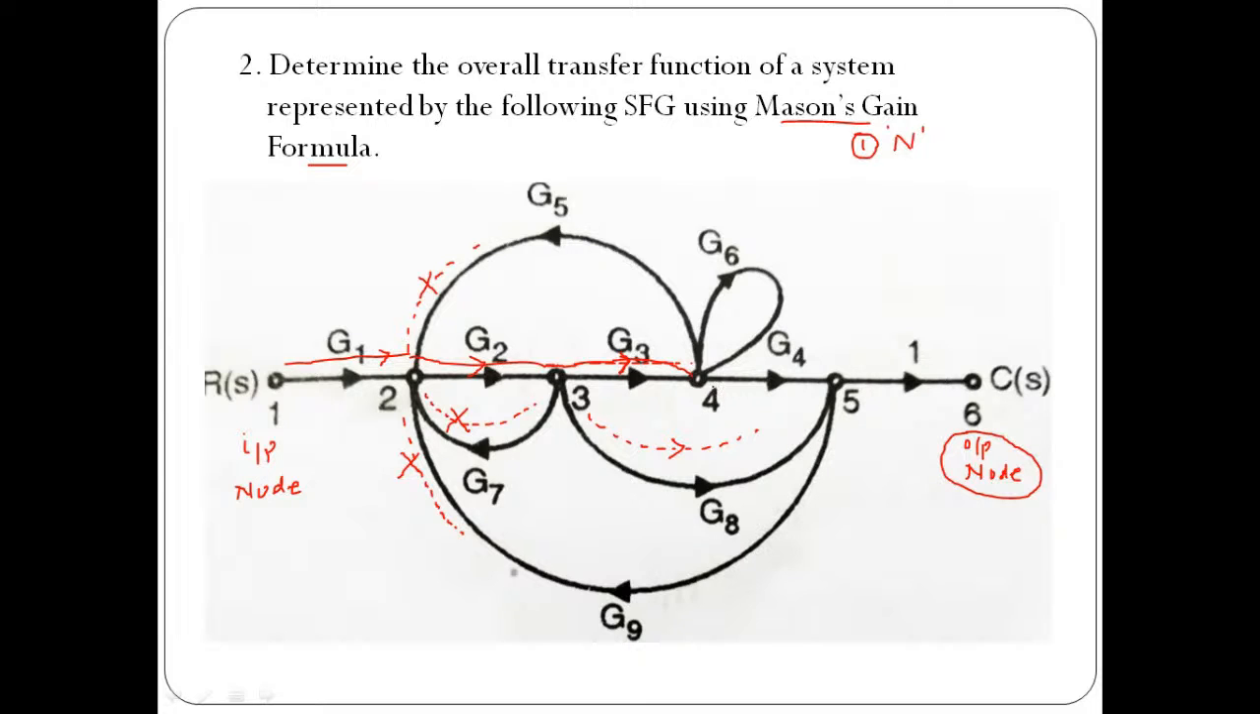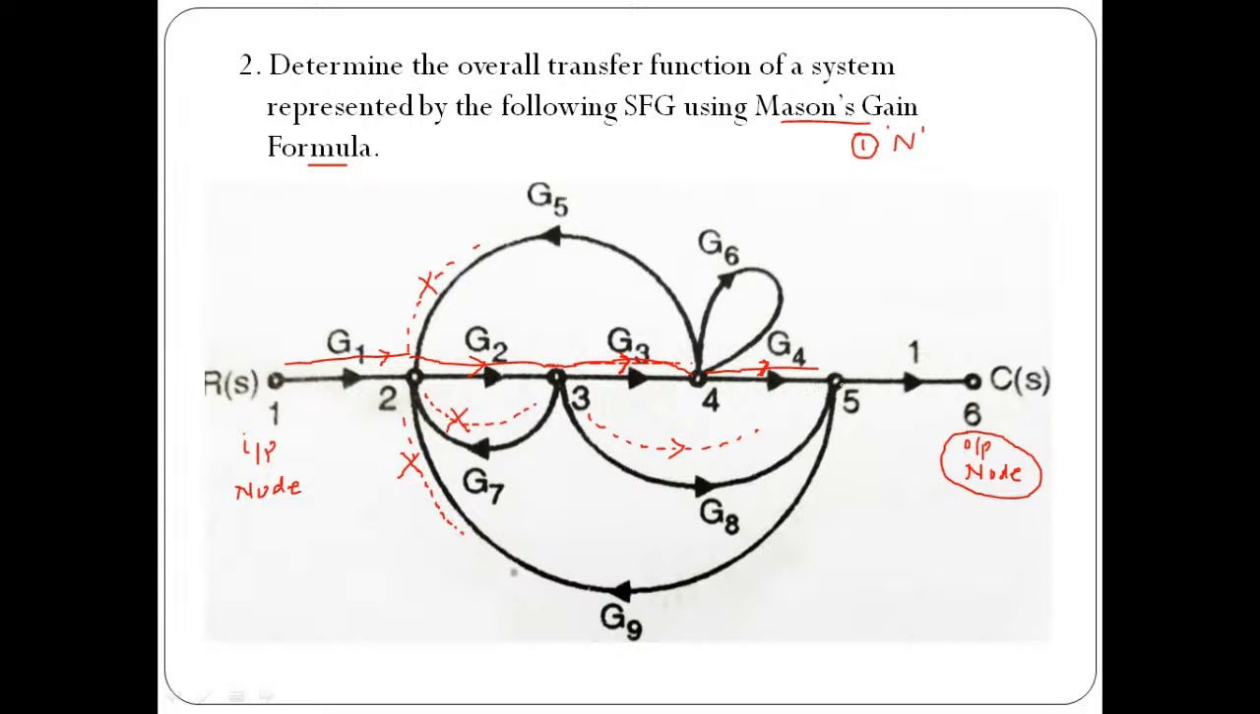And then from 4 to 5, again we have one path of gain G4. We cannot select this particular path because while calculating the value of a forward path, we need to take only one node at a time. No node can be repeated twice. So here we have only one gain, that is important.